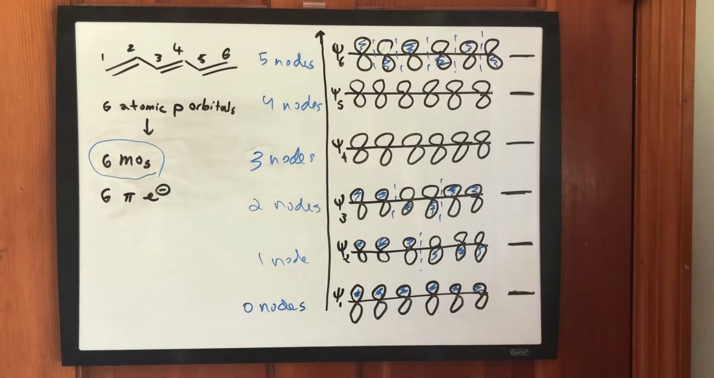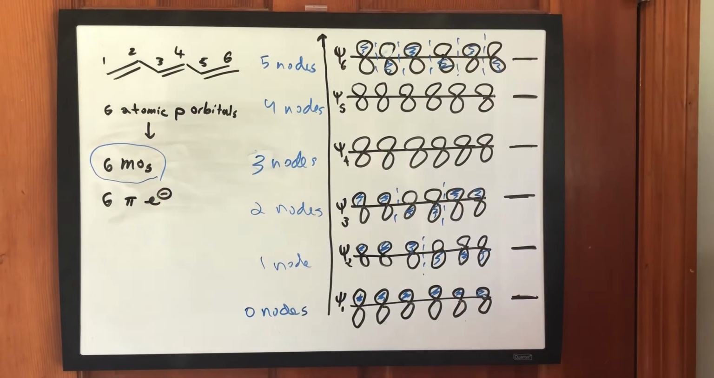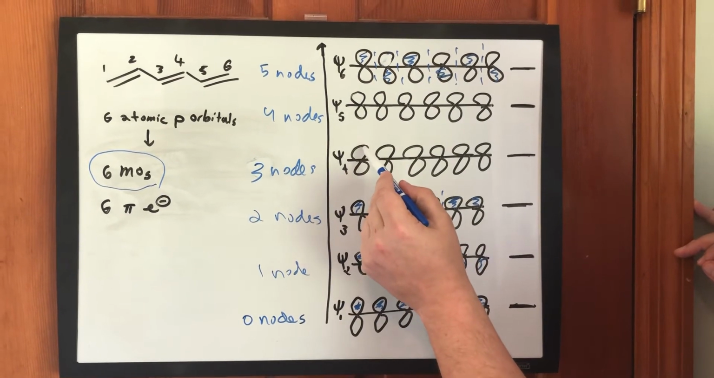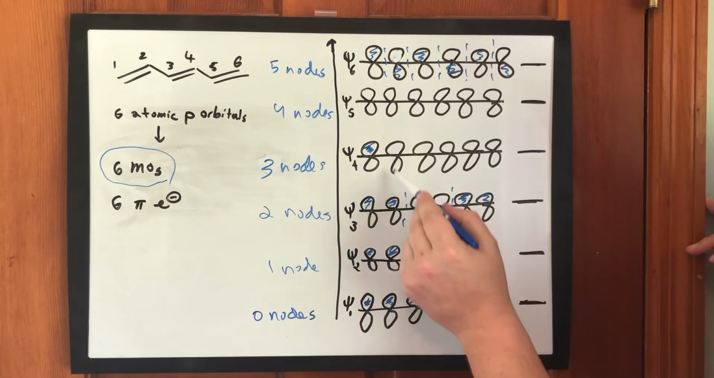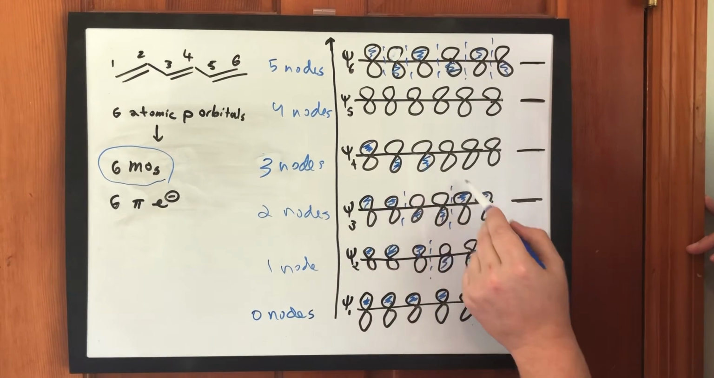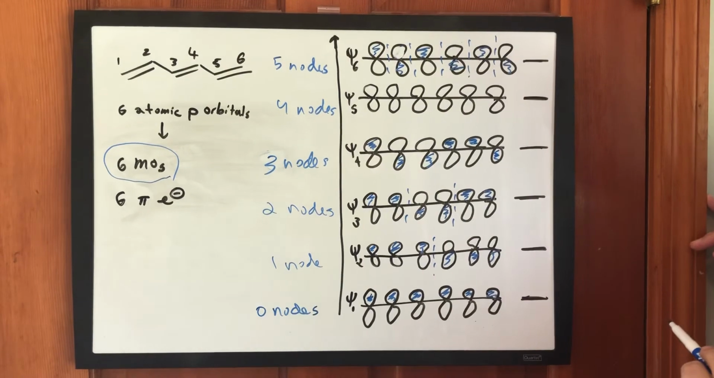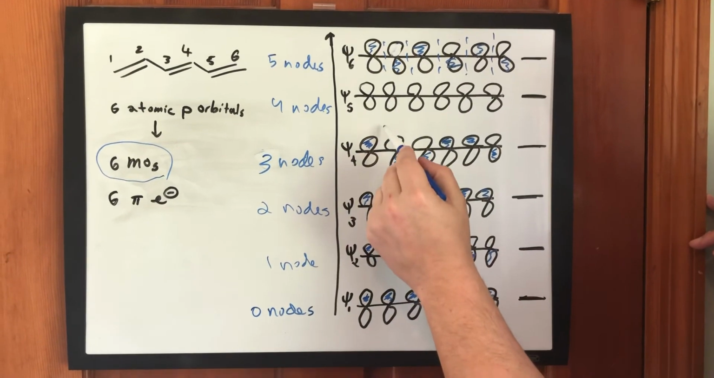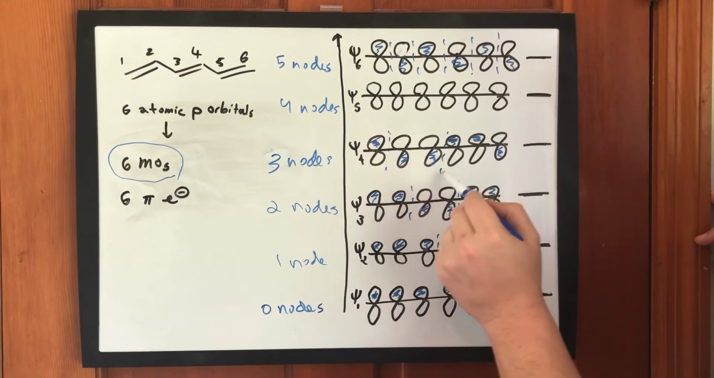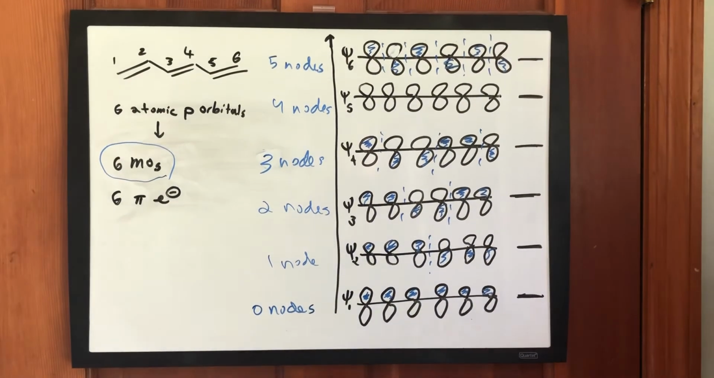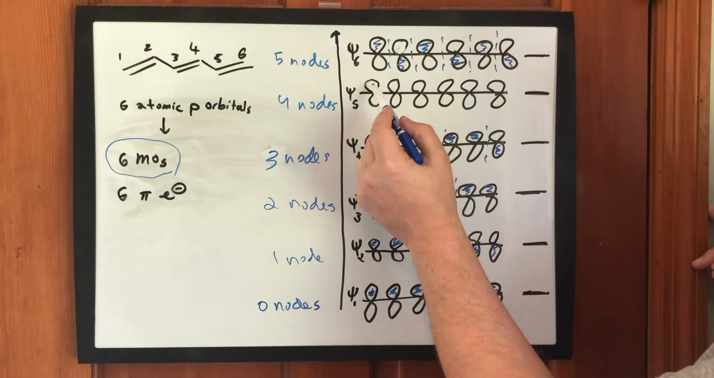Psi 4 requires us to have 3 nodes. And so in this system what we would have is lone orbitals on the end. We can put 2 in phase here, switch the phase of the next 2, and then have the last one as a lone out of phase orbital. And so that will pass a node here, here, and here. There's the 3.